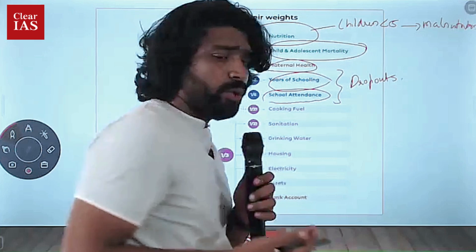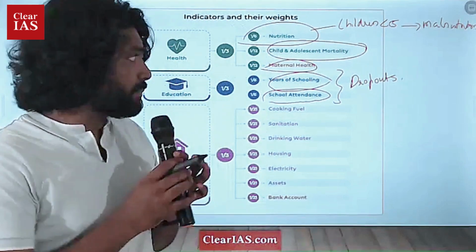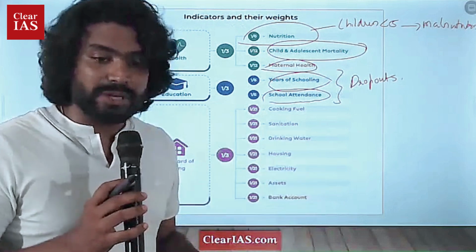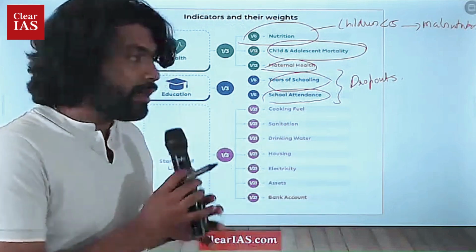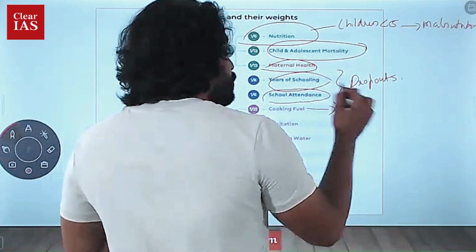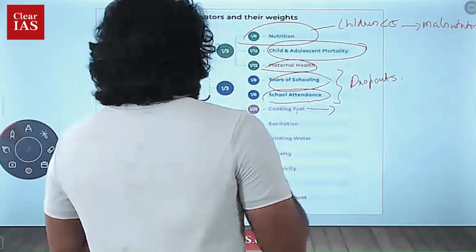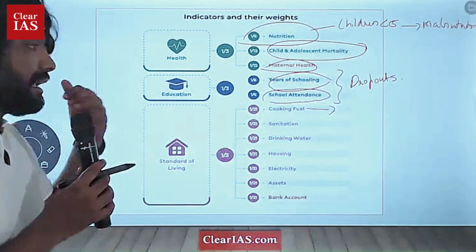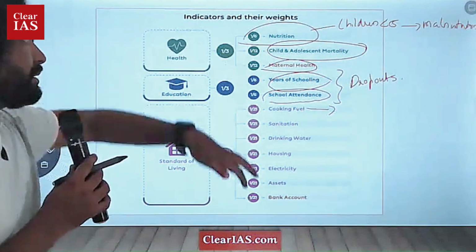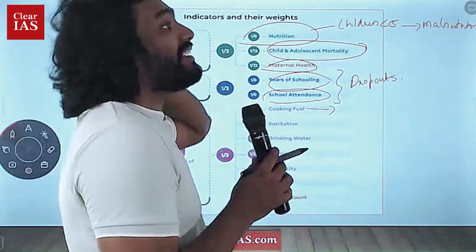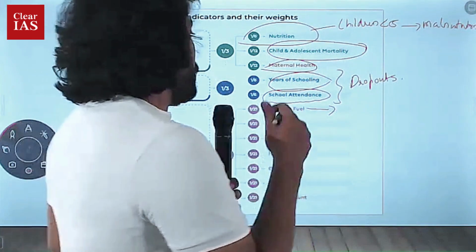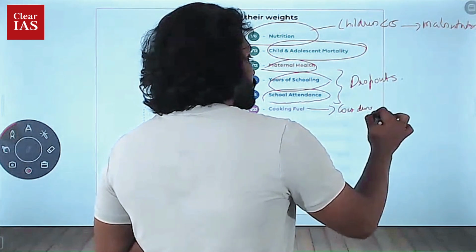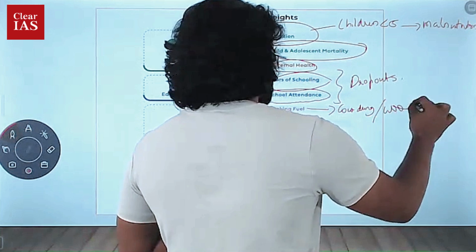These are all things you can use in your exam. In the mains exam especially, dropout rate is a particular term. In the National Education Policy also that has been emphasized. Cooking fuel, availability of good quality cooking fuel. And as I said, multidimensional poverty is measuring deprivation. So this measures cooking fuel, cow dung or wood. This is being measured.